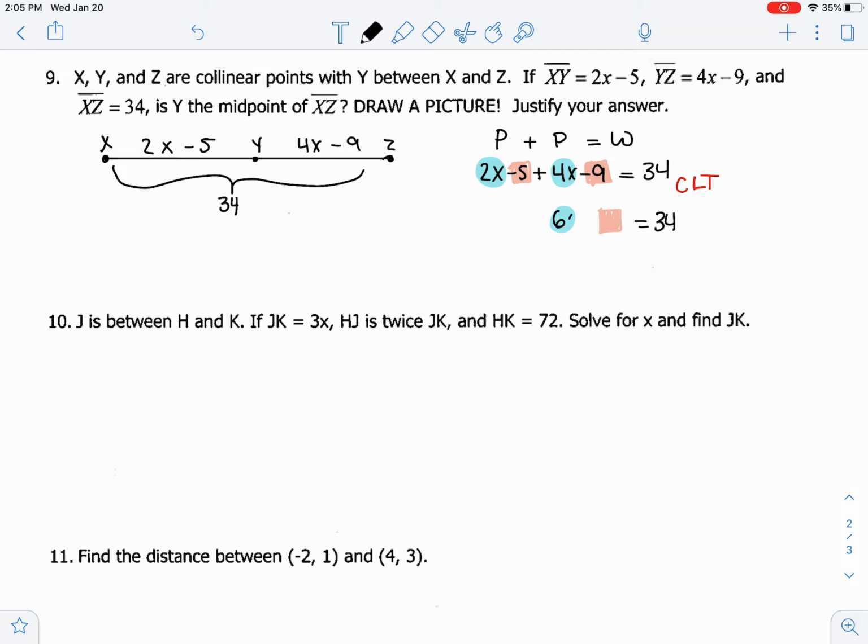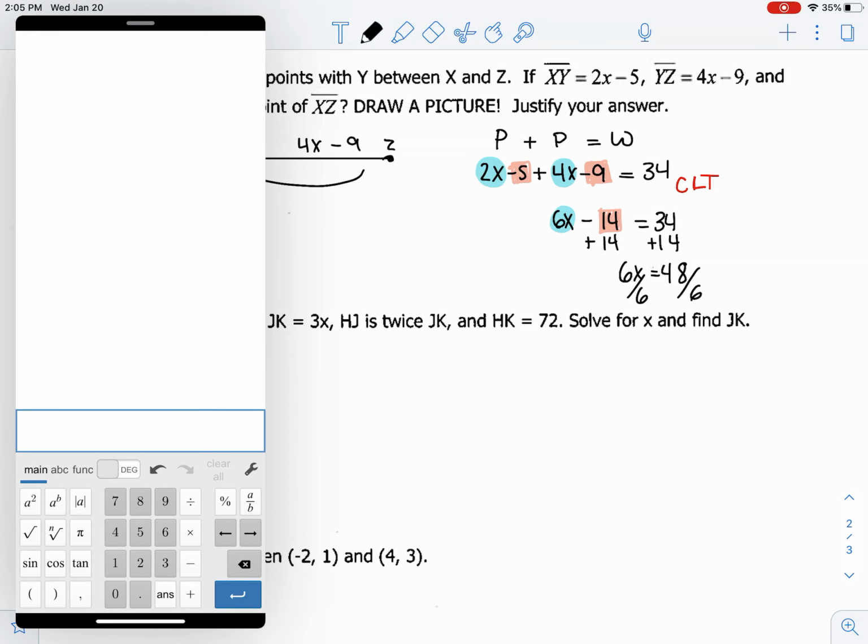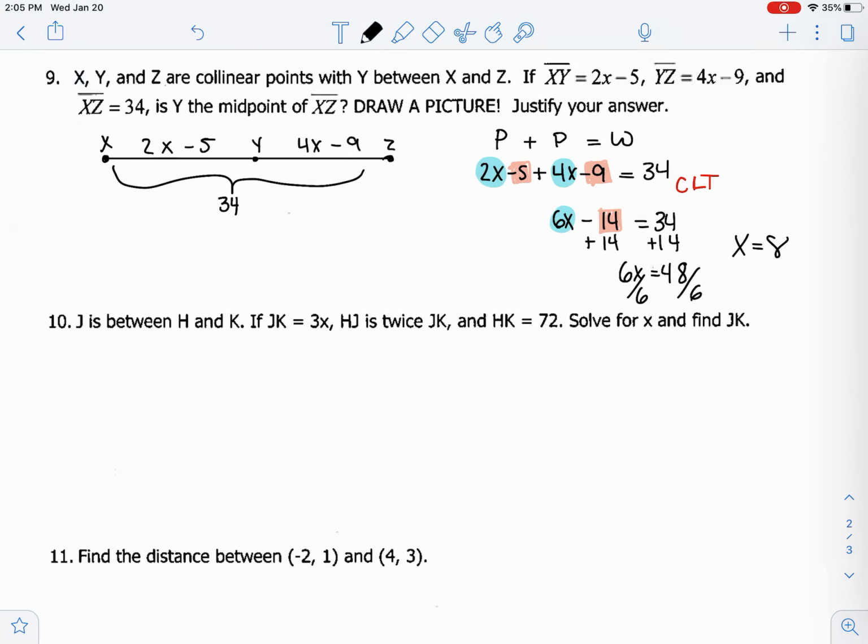2x and the 4x make 6x. The negative 5 and the negative 9 make negative 14. Add 14 to both sides. 6x equals 48. Divide by 6 on both sides. Here you might have used your calculator. And we find that x equals 8, but that's still not answering the question.